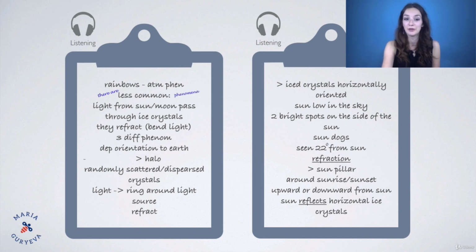I'm going to write phenomena here as well. I'm going to add when light from sun, moon pass through ice crystals. Passes, I'm going to write passes so that I don't forget about that S.